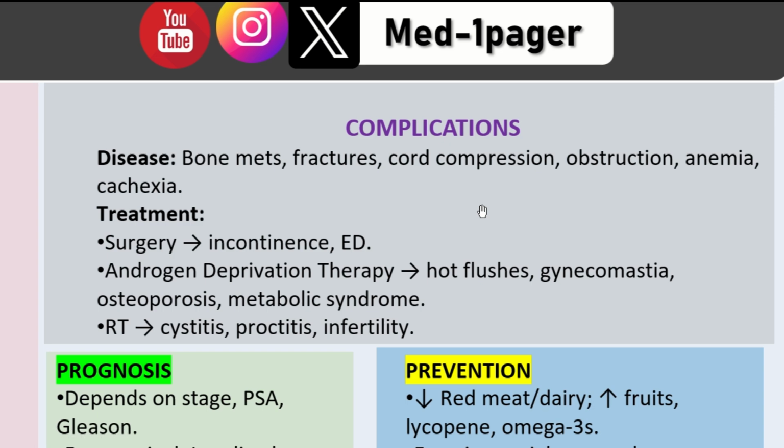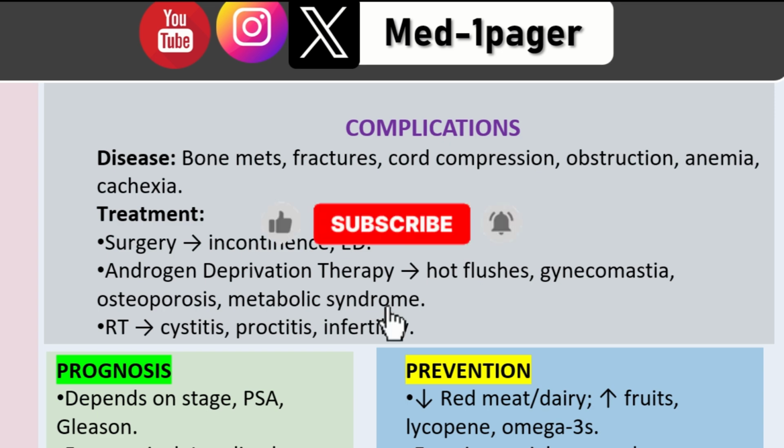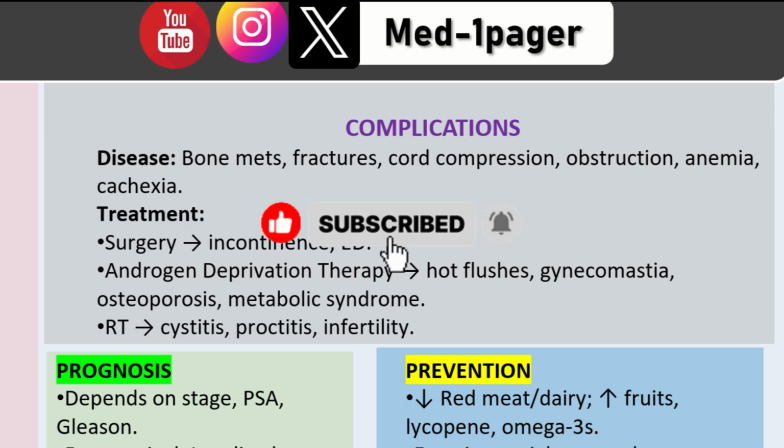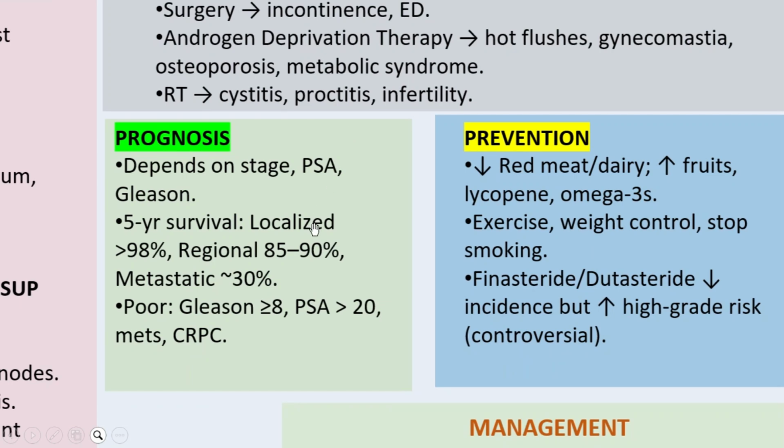That's going to include surgery, where we can have incontinence and erectile dysfunction. When we do the androgen deprivation therapy, we can have things like hot flashes, gynecomastia, osteoporosis, metabolic syndrome. Then when we do the radiation therapy, we can have things like cystitis, proctitis, and infertility. And we're going to look at those different management protocols shortly.